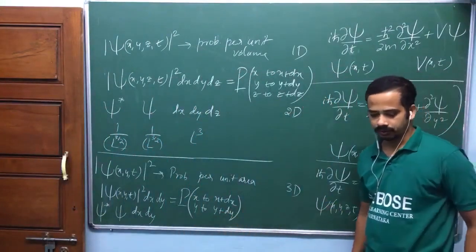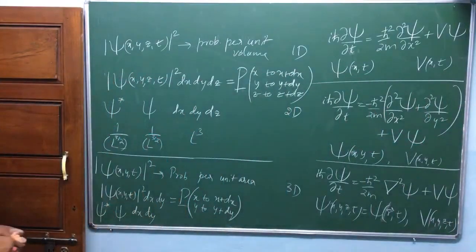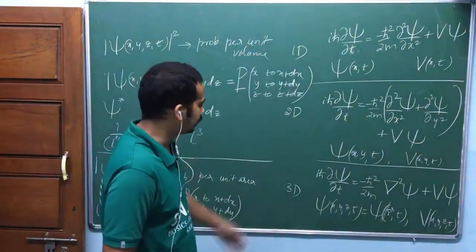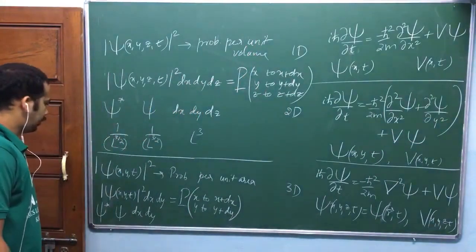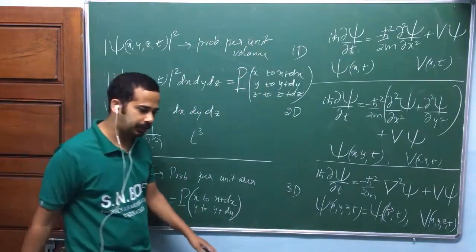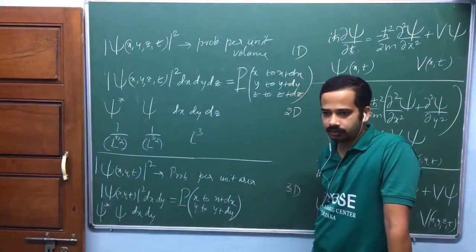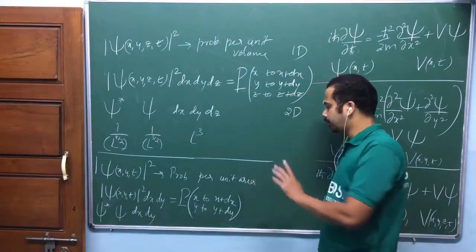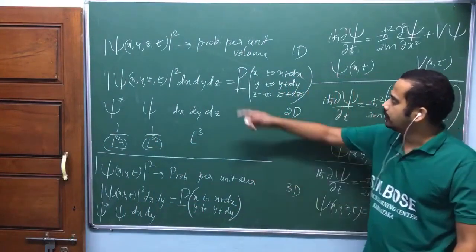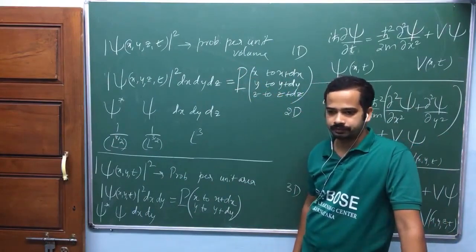Quickly practice this one later. I hope these are 1D, 2D and 3D, and you should know the interpretation also. Mod psi square, we call it probability density, but mod psi square is probability per unit length in case of one dimension. It is probability per unit area in case of two dimension. It is probability per unit volume in case of three dimension. Clear?